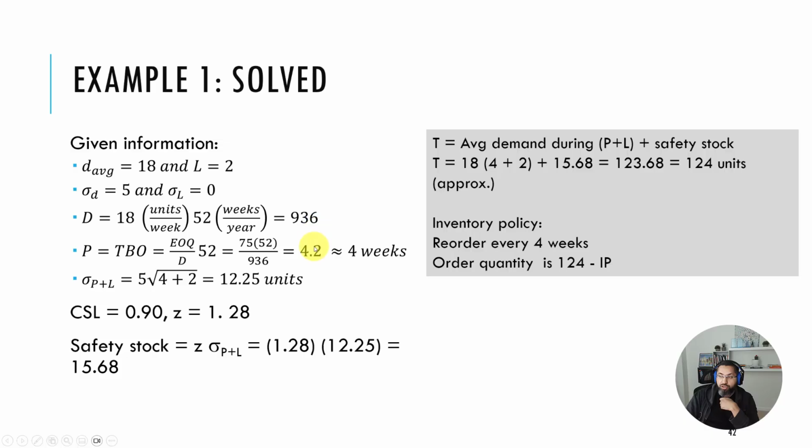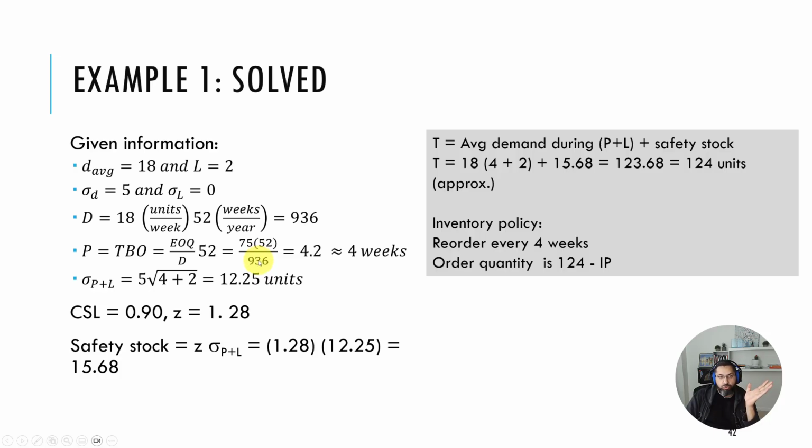Now you would use 4.2 weeks in the rest of the problem on a homework or an exam, unless the question explicitly asks you to round off the protection interval or the period to an integer number of weeks. Because 4.2 weeks in practice can be tricky, because it will keep moving the day you place the order. So 4.2 weeks from today might be 4 weeks and 2 days.